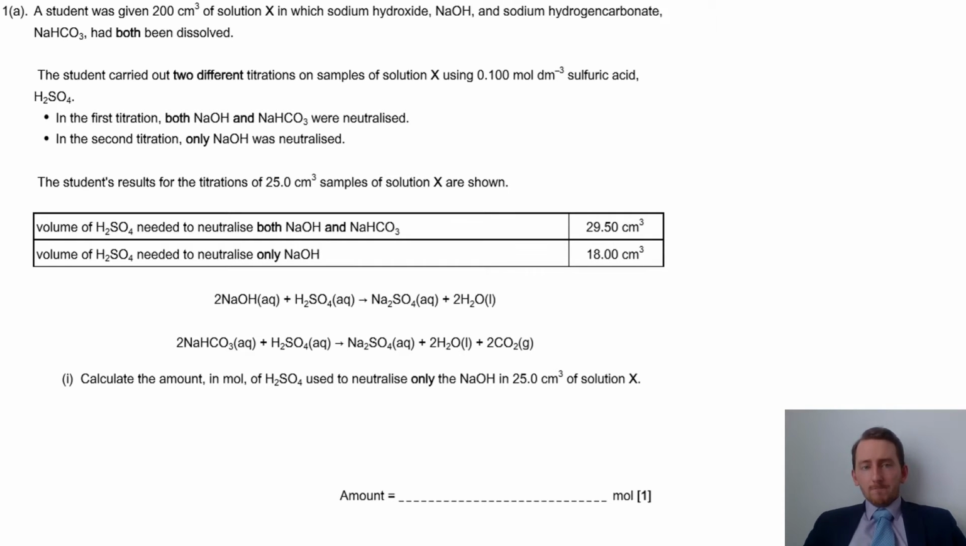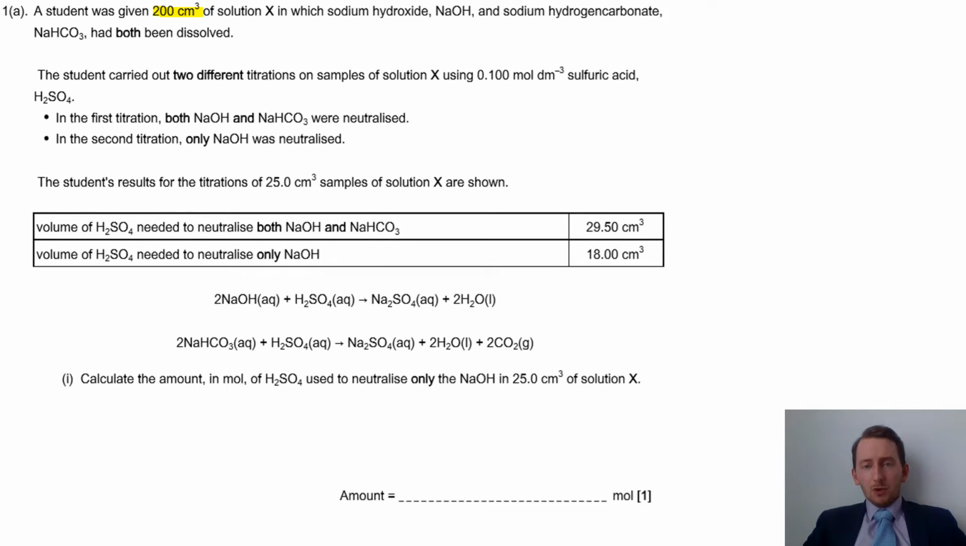This first question here has a lot of information, but it always helps to go through a question and hopefully get good at identifying those key bits of information. So, key bits of information: we've got 200 centimeters cubed of solution X. Two titrations are carried out.